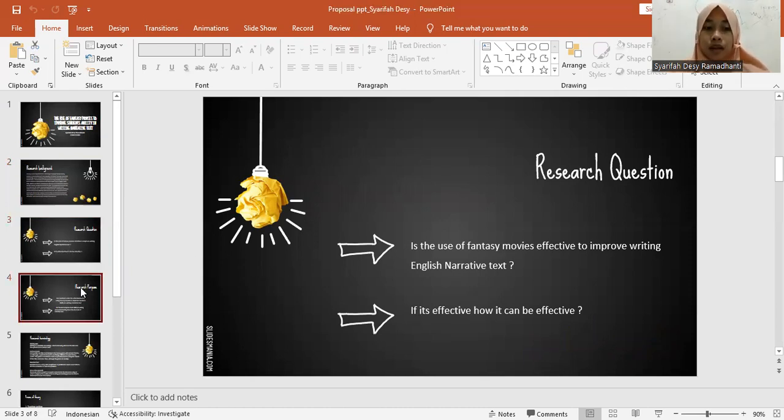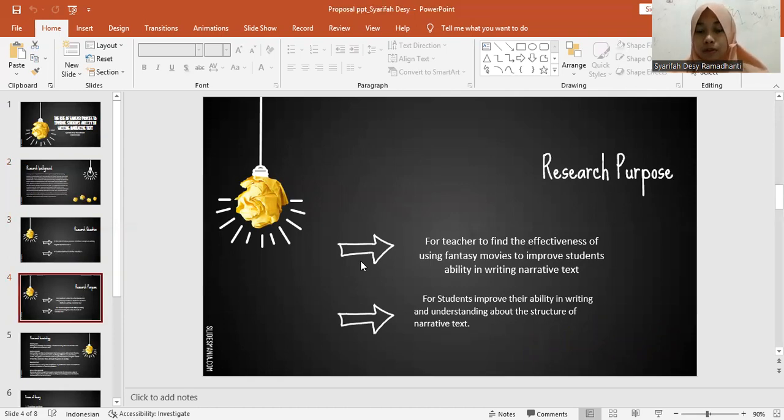Okay, now we move to the research purpose. There is a research purpose for teachers and for students. For teachers, the purpose of this research is to find the effectiveness of using fantasy movies to improve students' ability in narrative text. For students, it could improve their ability in writing and understanding the structure of narrative text.